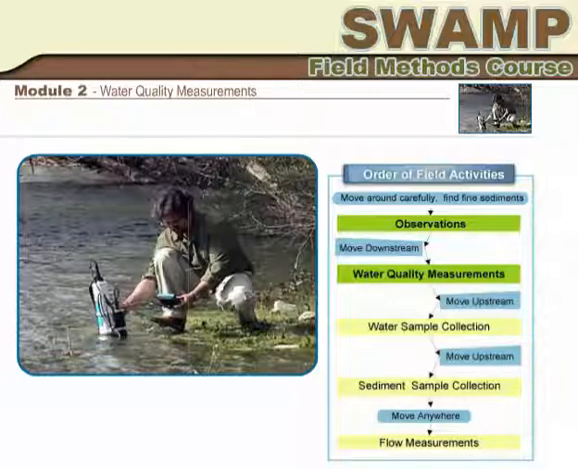This module applies to all types of stations: streams and rivers, estuaries and wetlands, lakes and reservoirs, bays and harbors, and open water stations. It is assumed that you are already familiar with the purpose of the data to be collected, and that the stations have already been selected for that purpose.